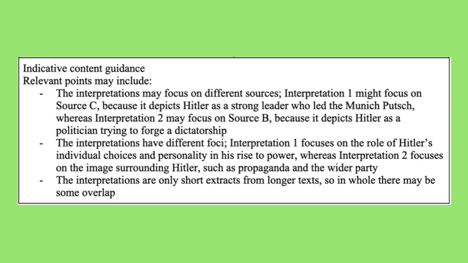You might say that the interpretations could have focused on different sources, which is a great opportunity to bring in sources B and C as the question invites you to do so. You can highlight that interpretation 1 might focus on source C, because that depicted Hitler as a strong leader who led the Munich Putsch, whereas interpretation 2 could have focused on source B, because that depicted Hitler as a politician trying to forge a dictatorship.